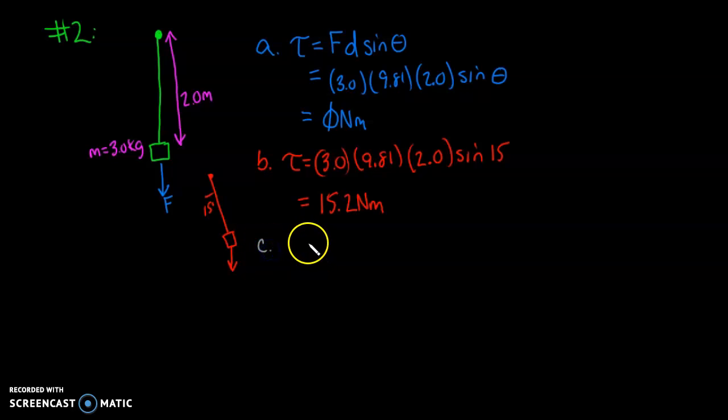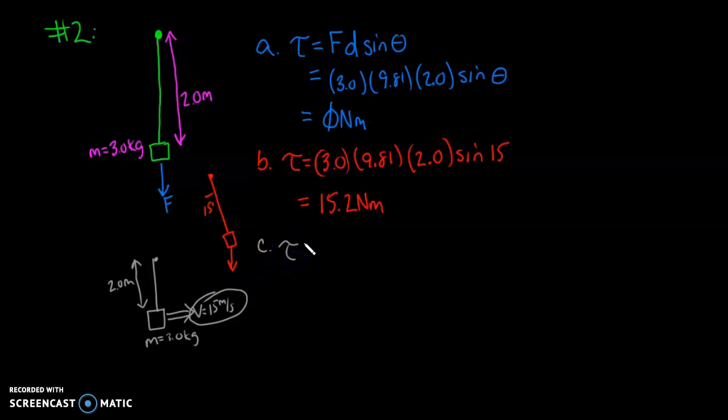And then for part C, it says when it is swinging with a velocity of 15 meters per second at the bottom. So for part C, we have our pendulum. It is moving in this direction with a velocity of 15 meters per second. We have the same mass. We have the same distance. Now, basically, this is just extra information. Okay? We're still trying to solve for torque. Torque doesn't ask you anything about the velocity of the object.